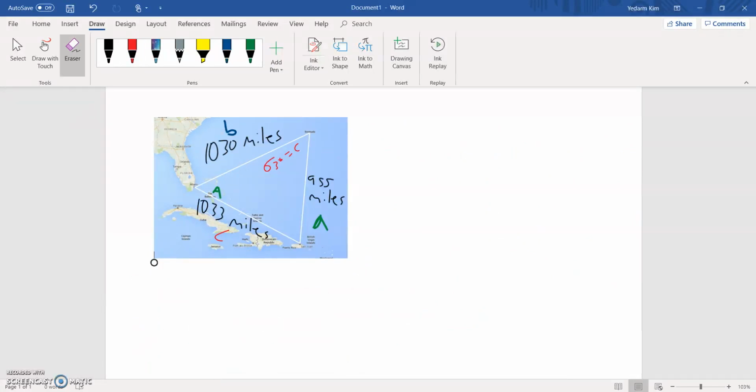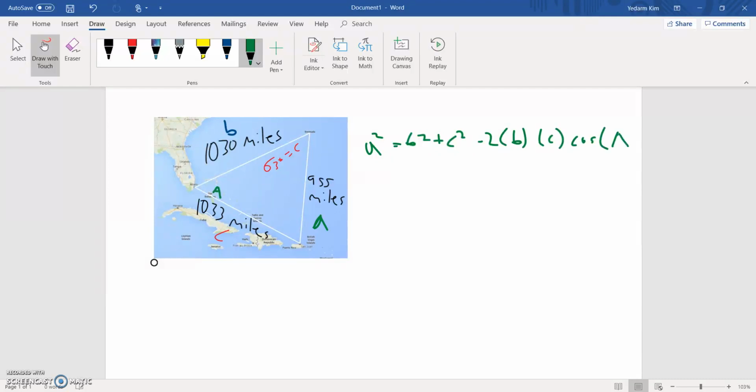So it's the same equation, you just flip it around this time. So A squared is equivalent to B squared plus C squared minus 2 times B times C cosine of A. So this time we're solving for A now.